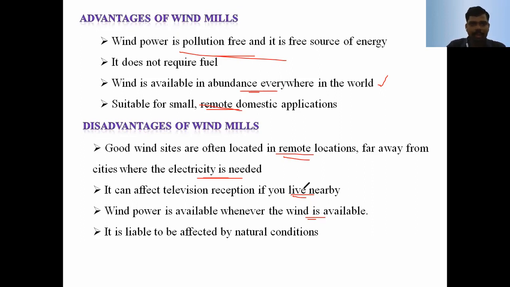And generation of the power is not constant, it depends upon various factors like wind velocity, direction and duration. This is the major drawback. It is not continuous and constant power generation and generates less amount of power compared to the conventional power plants. These are the major drawbacks.